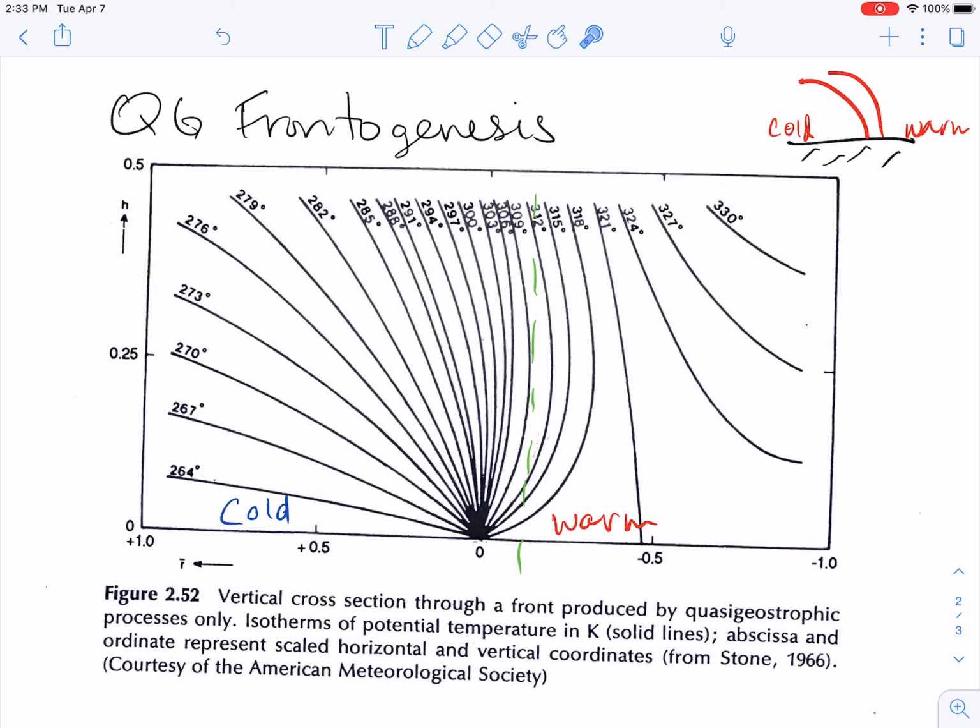So from all of these, we're going to need a new set of equations to help us actually get to a realistic frontogenesis perspective. And for that, we're going to need to add more pieces back in to our QG equations to develop the next set of equations that we can use to then get frontogenesis in a realistic amount of time.